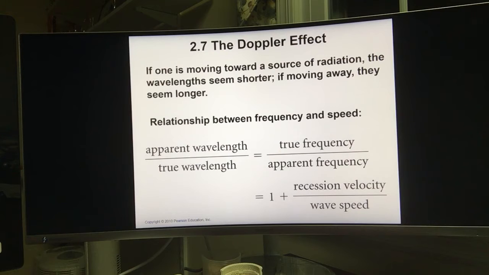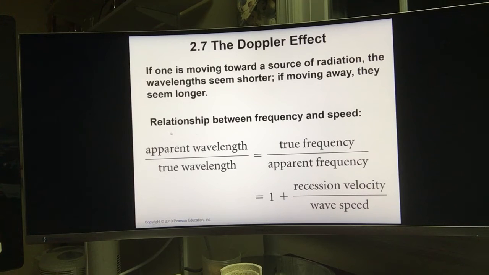So what do we mean by longer wavelength? What do we mean by higher frequency? If moving away, they seem longer, that means moving to the longer range, towards the red side of the spectrum. So in other words, we can restate this whole sentence: if one is moving toward a source of radiation, the wavelengths seem shorter, so we have blue shift. If moving away, they seem longer, so we have red shift.